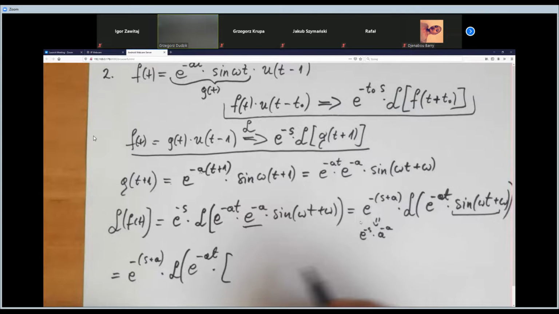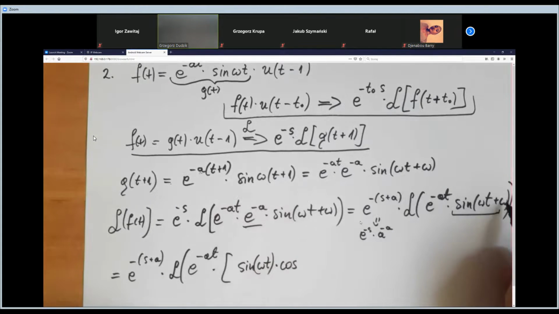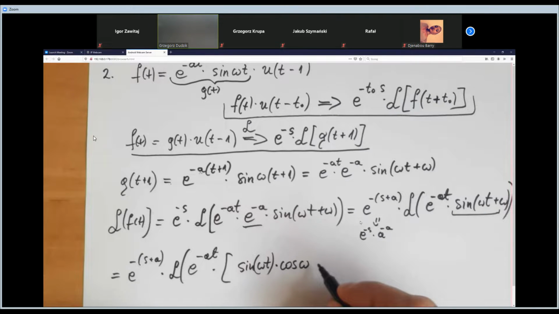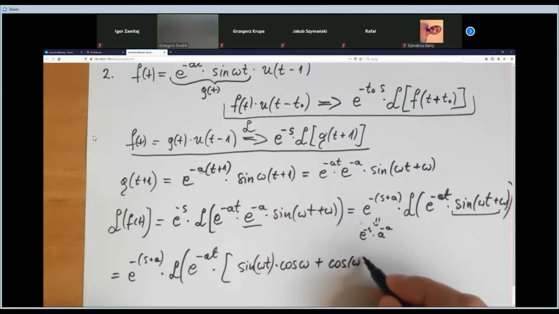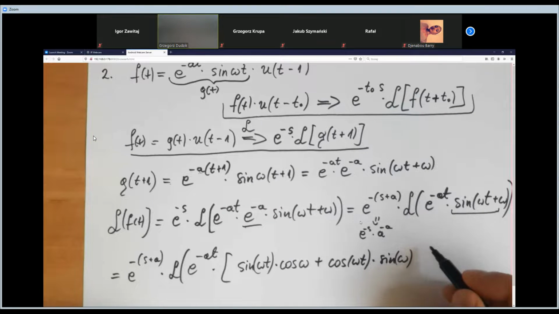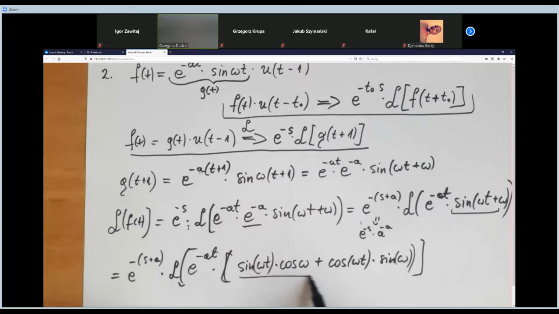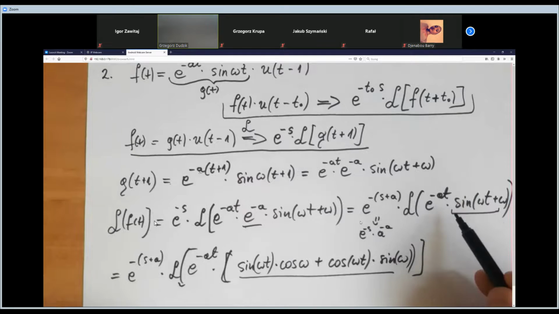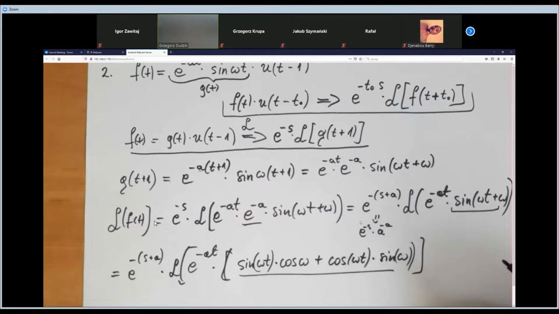This is the same as sine omega t times cosine b, where b is the omega, plus cosine omega t times sine b. In fact, this is the omega. Okay. So, in fact, this is the same expression as this one. Okay. So, let's take a look at what we've got.